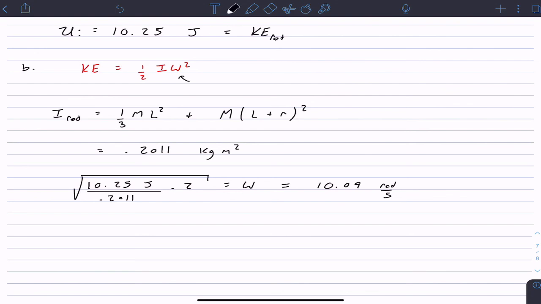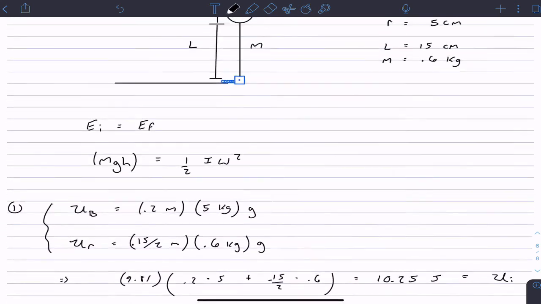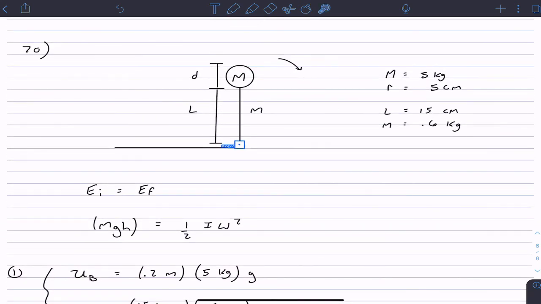Which, if you divide this by 2 pi, gives you about 1.6 revolutions per second, which is actually pretty reasonable for something that's just falling over. So I'd say that answer makes a lot of sense to me. All right.